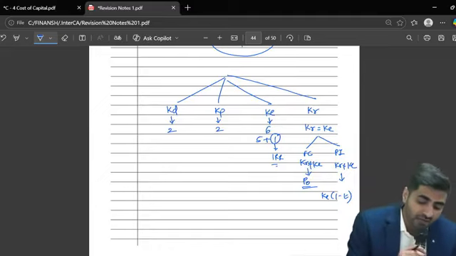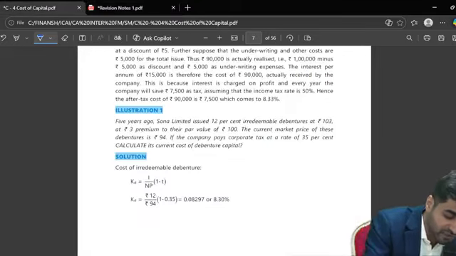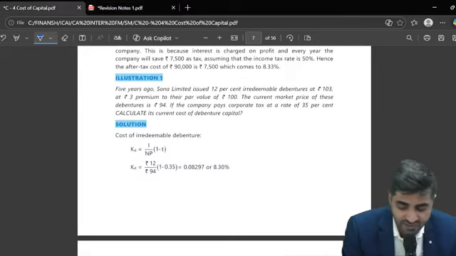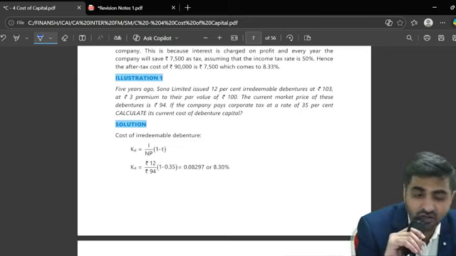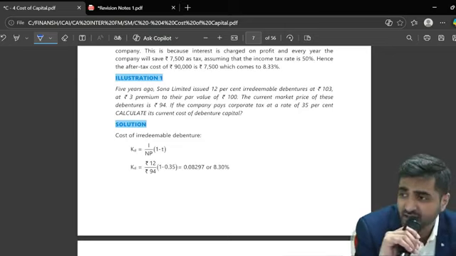Okay. Now, based on this, let us start with your illustrations first. So let's get started. What is given to you in your illustration 1? Are you all ready? Okay.